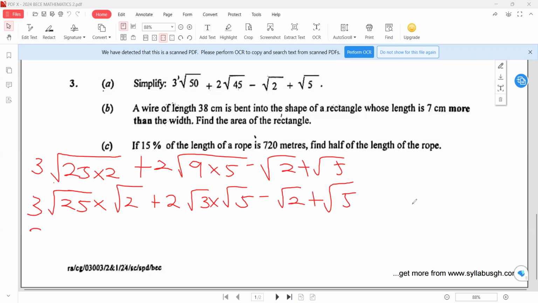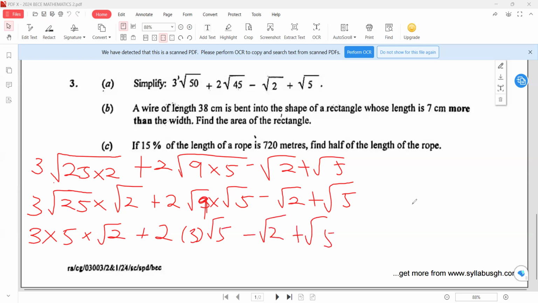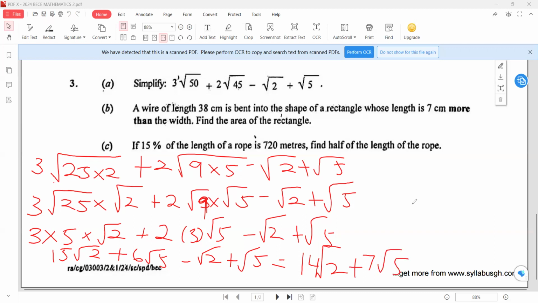So in this case, we are going to have 3, root 25 is going to be 5 times root 2. Oh, sorry, this is root 9, 2 times 3 times root 5 minus root 2 plus root 5. So this is 15 root 2 plus 6 root 5 minus root 2 plus root 5. So 15 root 2 minus root 2 is 14 root 2. 6 root 5 plus root 5 is also 7 root 5. That's our final answer to question 3A.